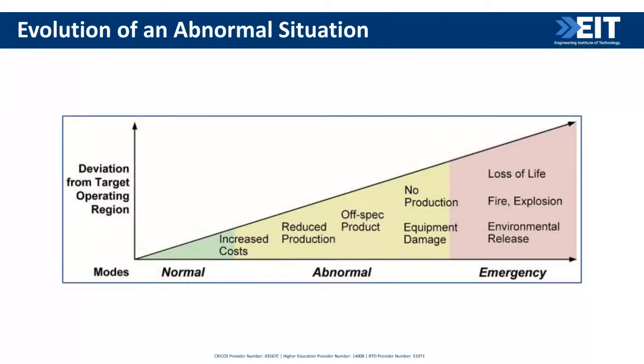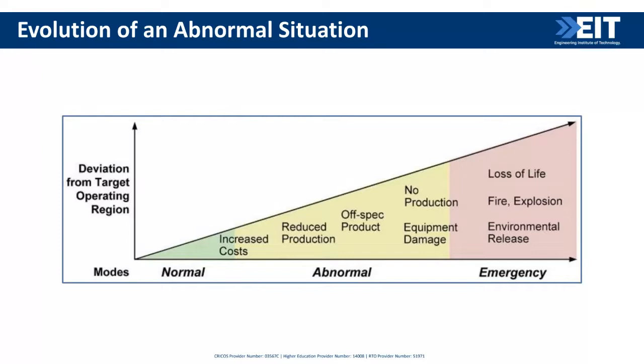So what this picture depicts is the evolution of an abnormal situation, from some initial cause producing an operations upset to a catastrophic disaster, involving serious destruction or harm to the plant or the surrounding community. You can see the deviation from target operating range on the y-axis, and the modes on the x-axis. If it is just a normal deviation up to the green zone, it is still okay. Probably the control systems will come into the picture, and it will try to get it within its operating region.